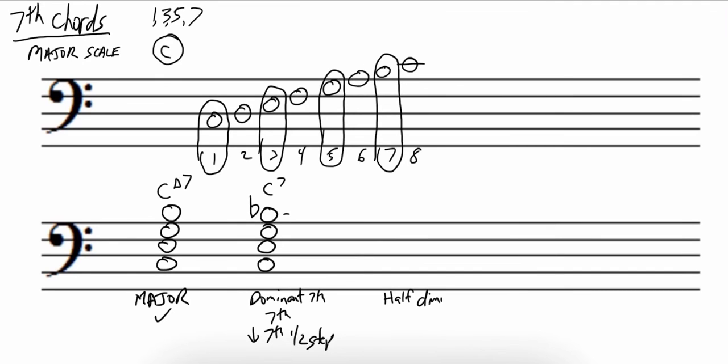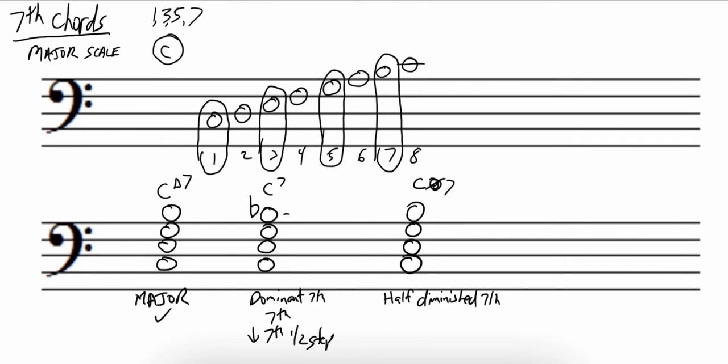Our third 7th chord that we look at is the half-diminished 7th chord. We will write in our 4 notes from the major scale. The symbol for the half-diminished chord is a circle with a diagonal line through it, and then a 7. That means C half-diminished 7th.